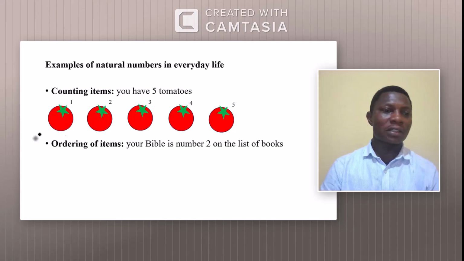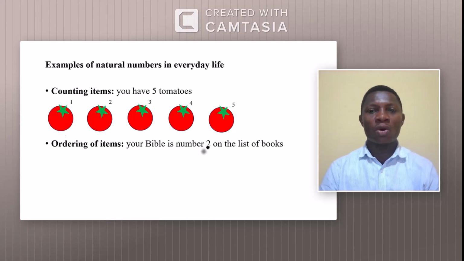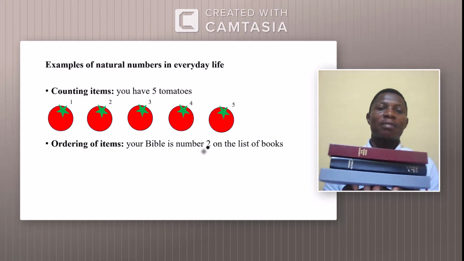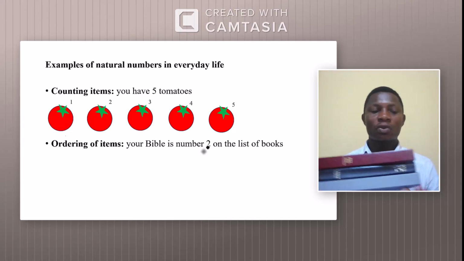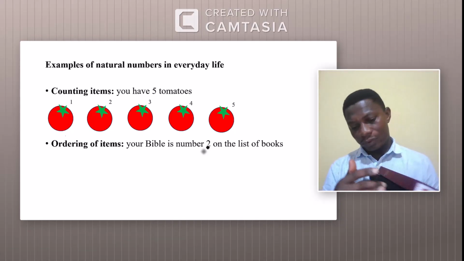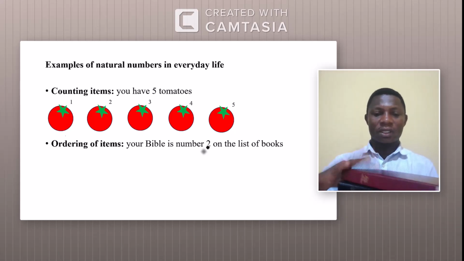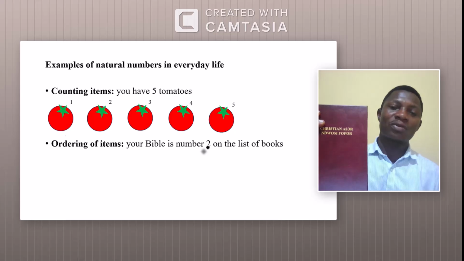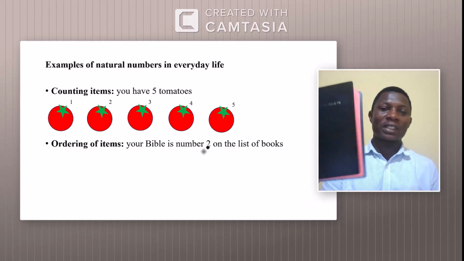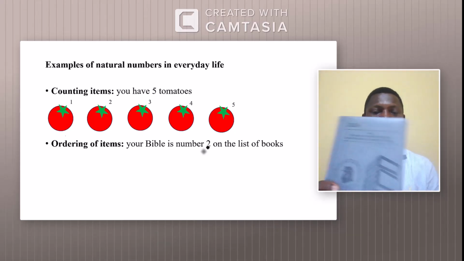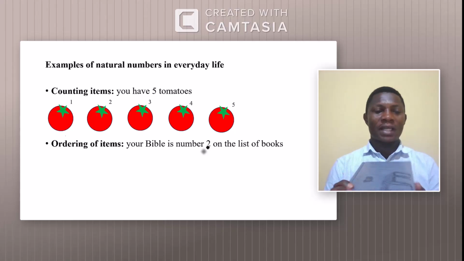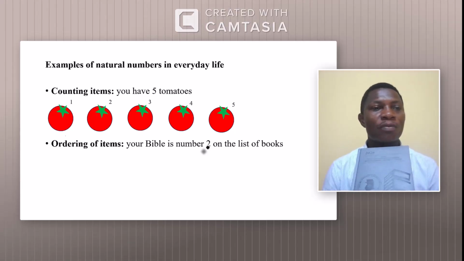Now the second use of counting numbers is for ordering. So your Bible is number 2 on the list of books. I have some books here, and the Bible is number 2 on the list. These are 3 books I have here. Whether you start from the bottom or from the top, you see the Bible being number 2 on the list. This is my Christian hymn book, the Methodist hymn, the Fancy version, number 1. And this is the Bible, number 2 on the list. And this is my diary. So if you are asked to order items, that is the concept from natural numbers.